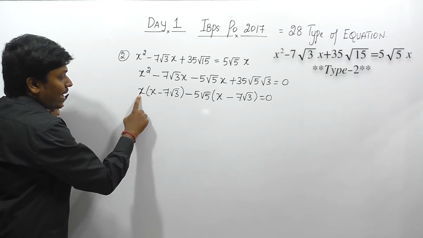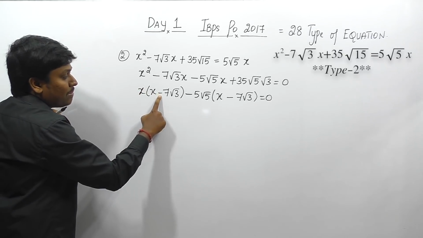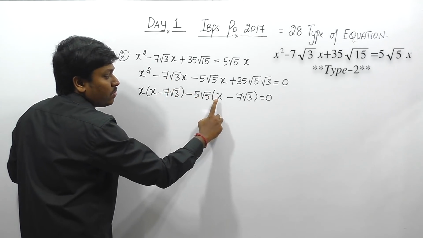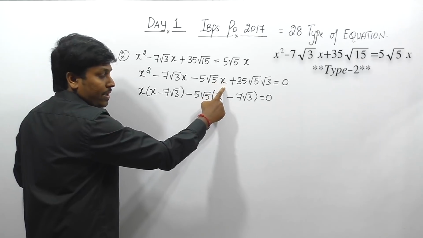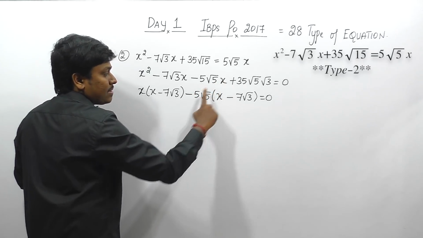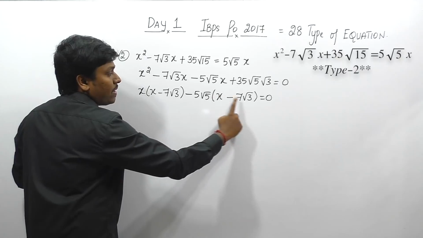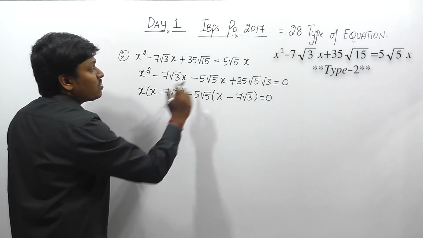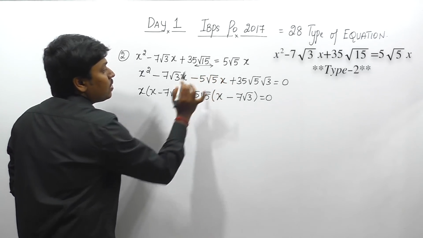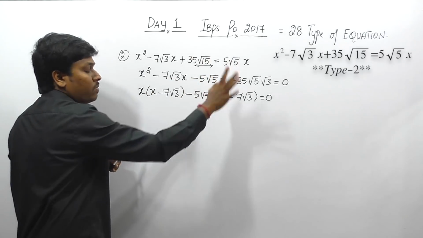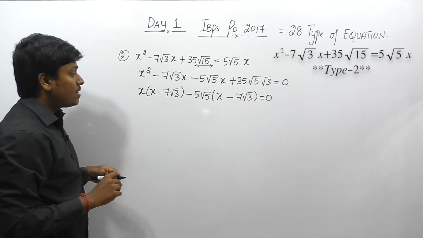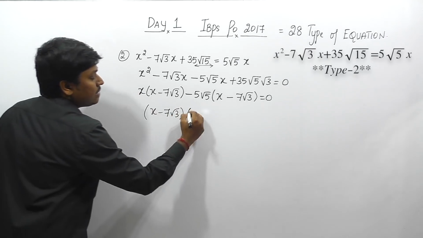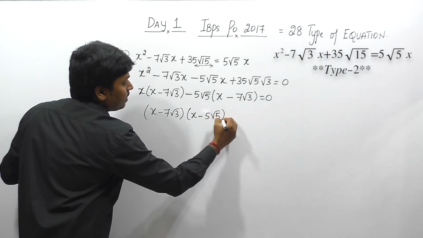So friends, got it? x into x will be x square, x into minus 7 root 3 will be minus 7 root 3 x. And here minus 5 root 5 into x will be minus 5 root 5 x, and minus into minus will be plus. 7 into 5 will be 35, root 5 into root 3 will be root 15. Got it friends? These steps are most important. So first of all, split this root 15 in terms of root 3 and root 5. Finally, take the common value, right? So friends, here we got x minus 7 root 3 as one term, and the second term will be x minus 5 root 5, equal to 0.